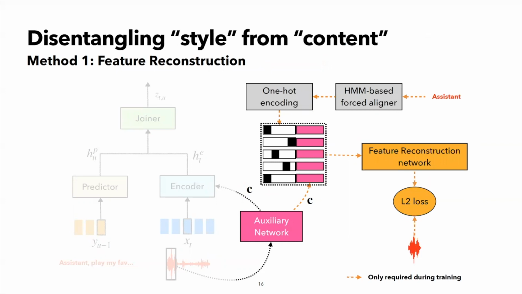Our first method is called feature reconstruction. In this, we use the context embedding along with the wake word text to reconstruct the wake word speech segment. The idea here is that the text would contain the content information, while the embedding would encode the style information to perform this reconstruction. To obtain frame-level content, we used phones obtained from an HMM-based forced aligner.